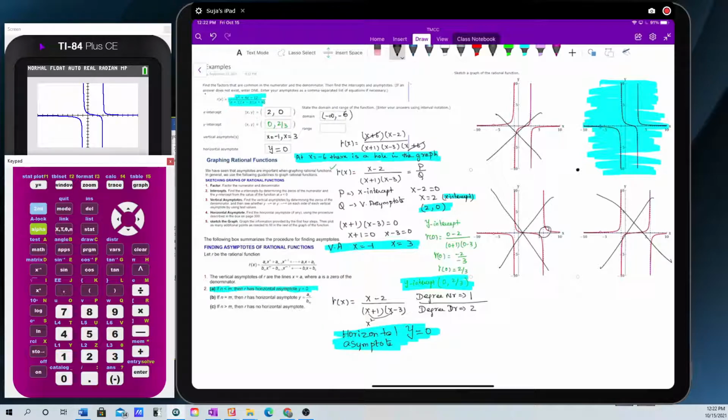Then there is a break there. So from -6 all the way to the first vertical asymptote, which is -1. Then again it's from -1 to the next vertical asymptote, which is 3, and then union 3 comma infinity.